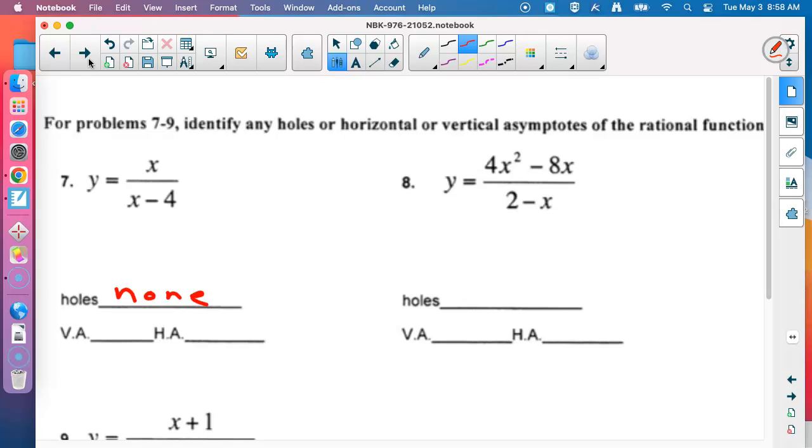Vertical asymptote, where's that going to be? Yes, because 4 minus 4 is 0, and it's x equals 4. Don't forget to put x equals. It's an equation for a line, so it has to have x equals. Horizontal asymptote, that's yesterday's stuff. That's about degree.